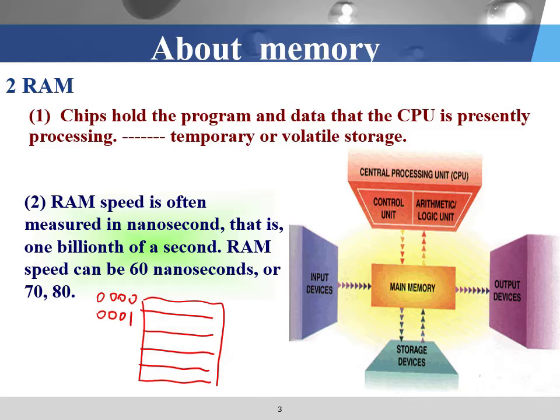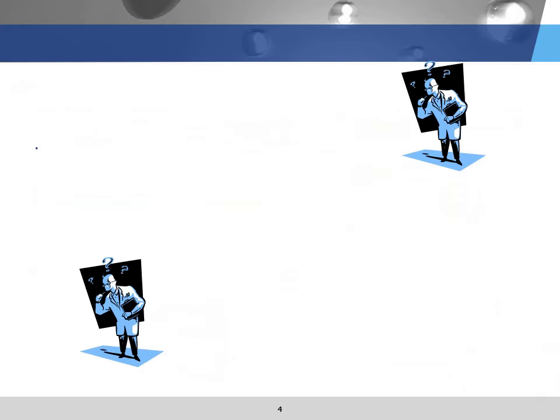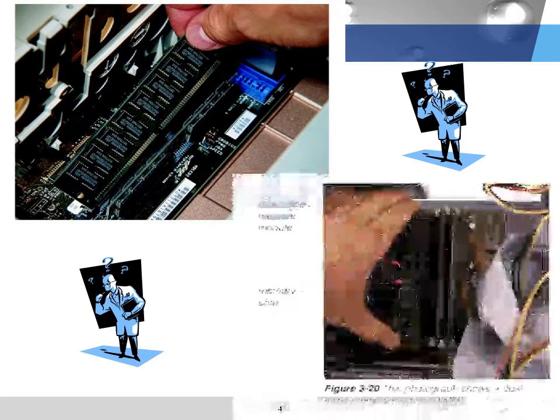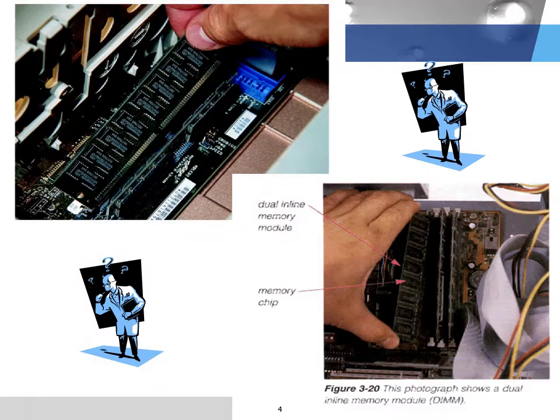But the main feature of the main memory is that it's a volatile storage, meaning that if you turn off the power, the content in the main memory will be lost. So we have to keep the power on so that we can keep the content in the memory. So it's also a temporary storage. This shows you what the main memory looks like. This is the memory circuit.